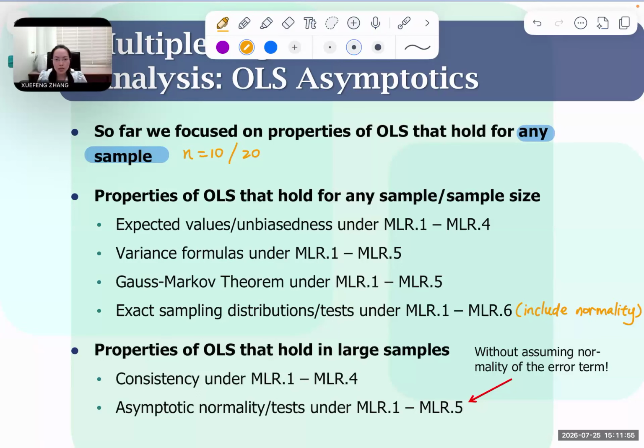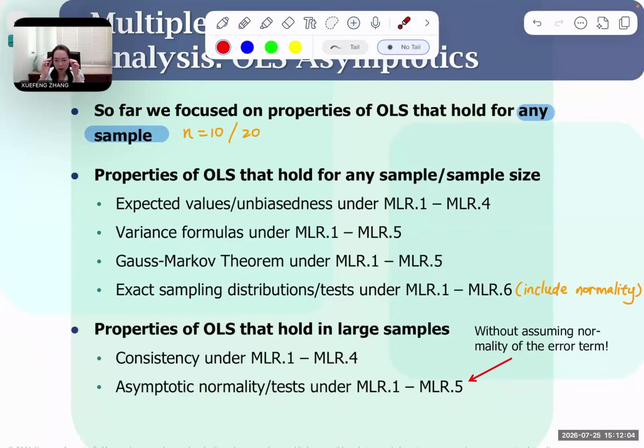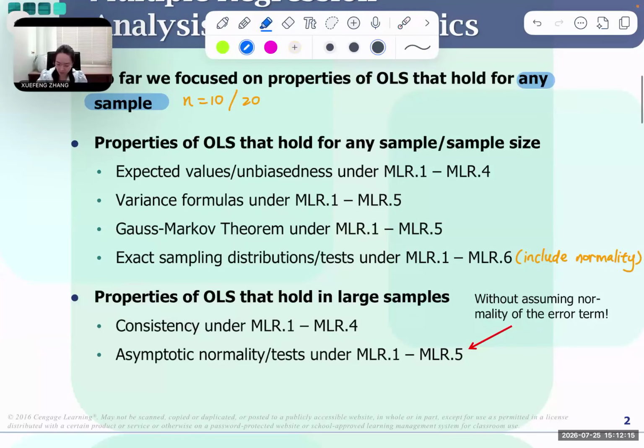Notice the strongest results always need normality. Now, new category: properties that only hold in large samples, but here's the key advantage. We drop the normality assumption entirely. So you see here, large samples. There are two new concepts today. The first one, consistency, under MLR 1 through 4, which means no normality needed. Next one, asymptotic normality.